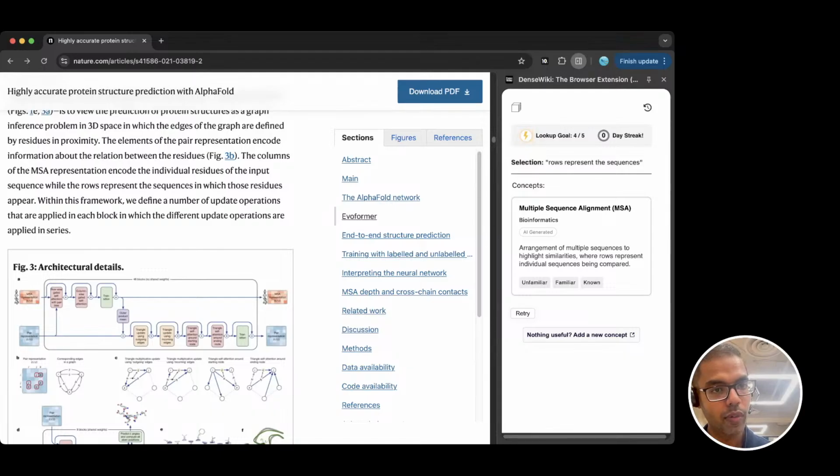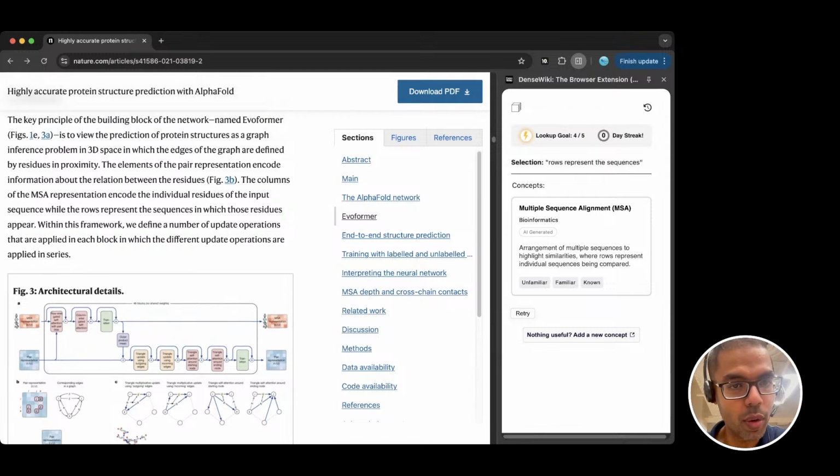Within this network framework, we define a number of update operations that apply to each block, in which the different update operations are applied in series. Okay, so this is where we're really going deep into what the MSA actually looks like, right?